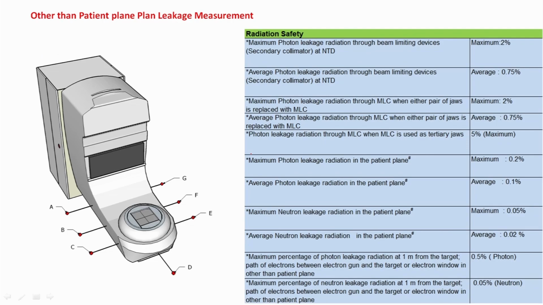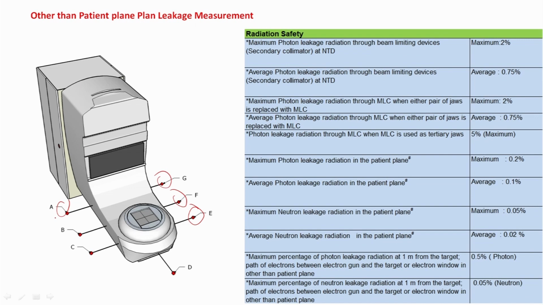Now, other than patient plane leakage: the patient plane is the plane where the patient is getting treated. Because the patient generally lies on the couch, and the couch can rotate up to 90 degrees and to the other side, the points which are not lying in the area of the couch are called other than patient plane measurement. In this we generally keep the gantry at 180 degrees, and these are the points where you do the measurements for other than patient plane leakage measurement.